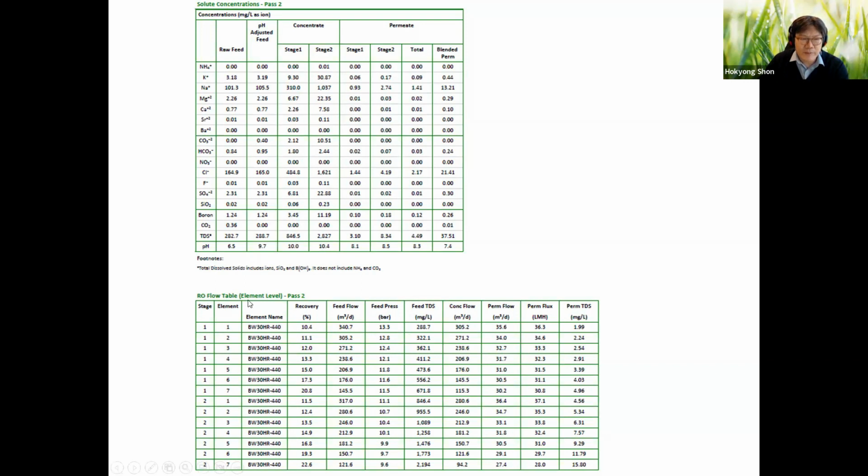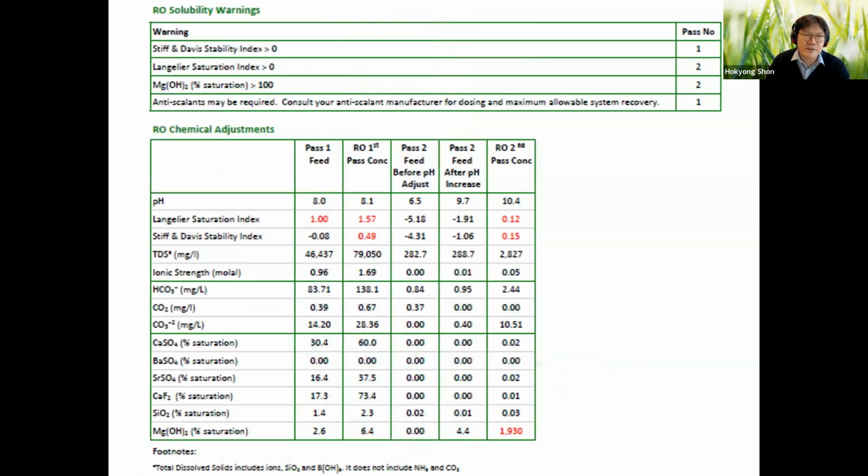So this also gives very detailed elements: 1, 2, 3, 4, 5, 6, 7. So you have stage 1 and 2. Why are they changing the recovery rate? How do they have different concentration flow, permeate flow, permeate TDS? So you will get all the detail for each element, each stage concentration.